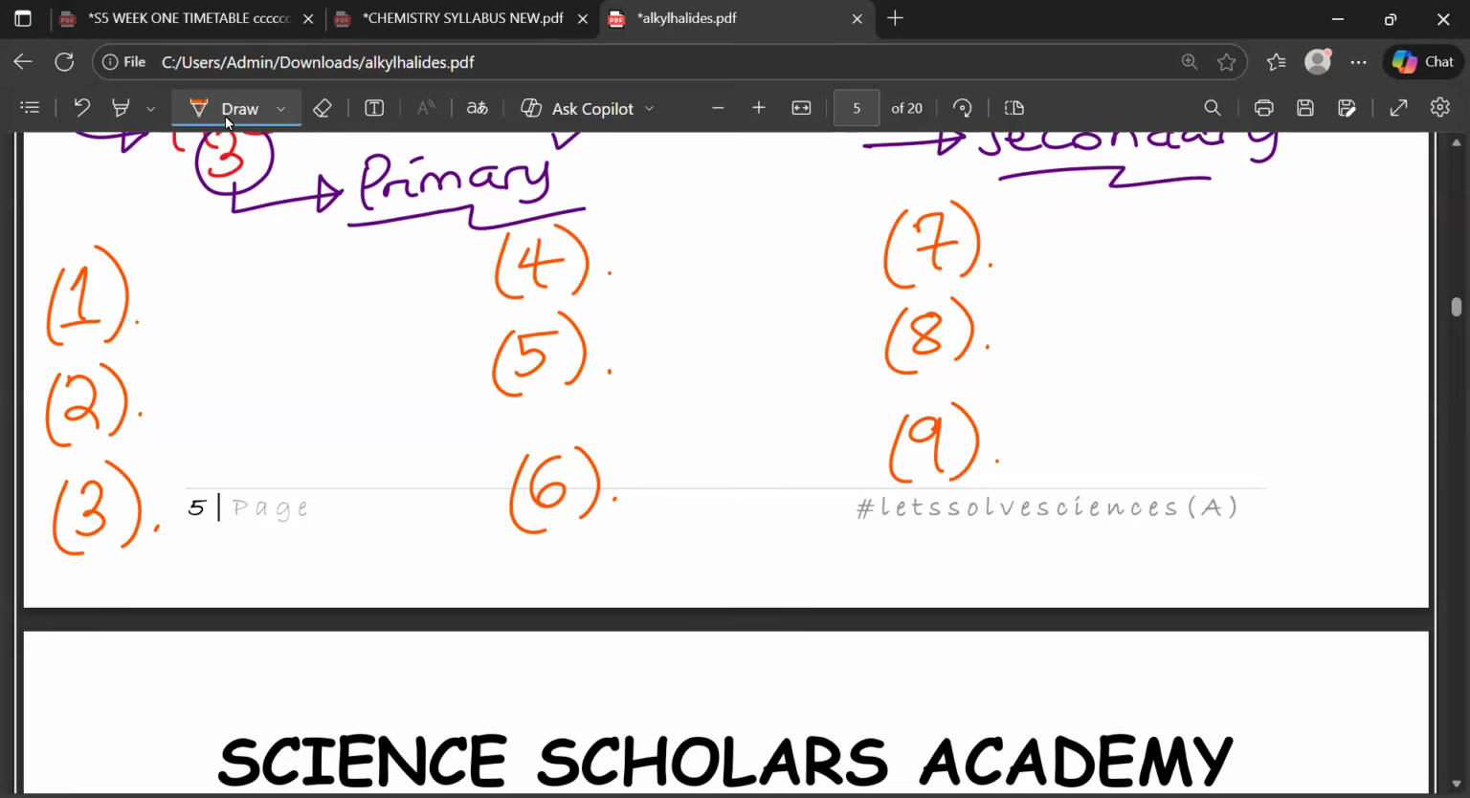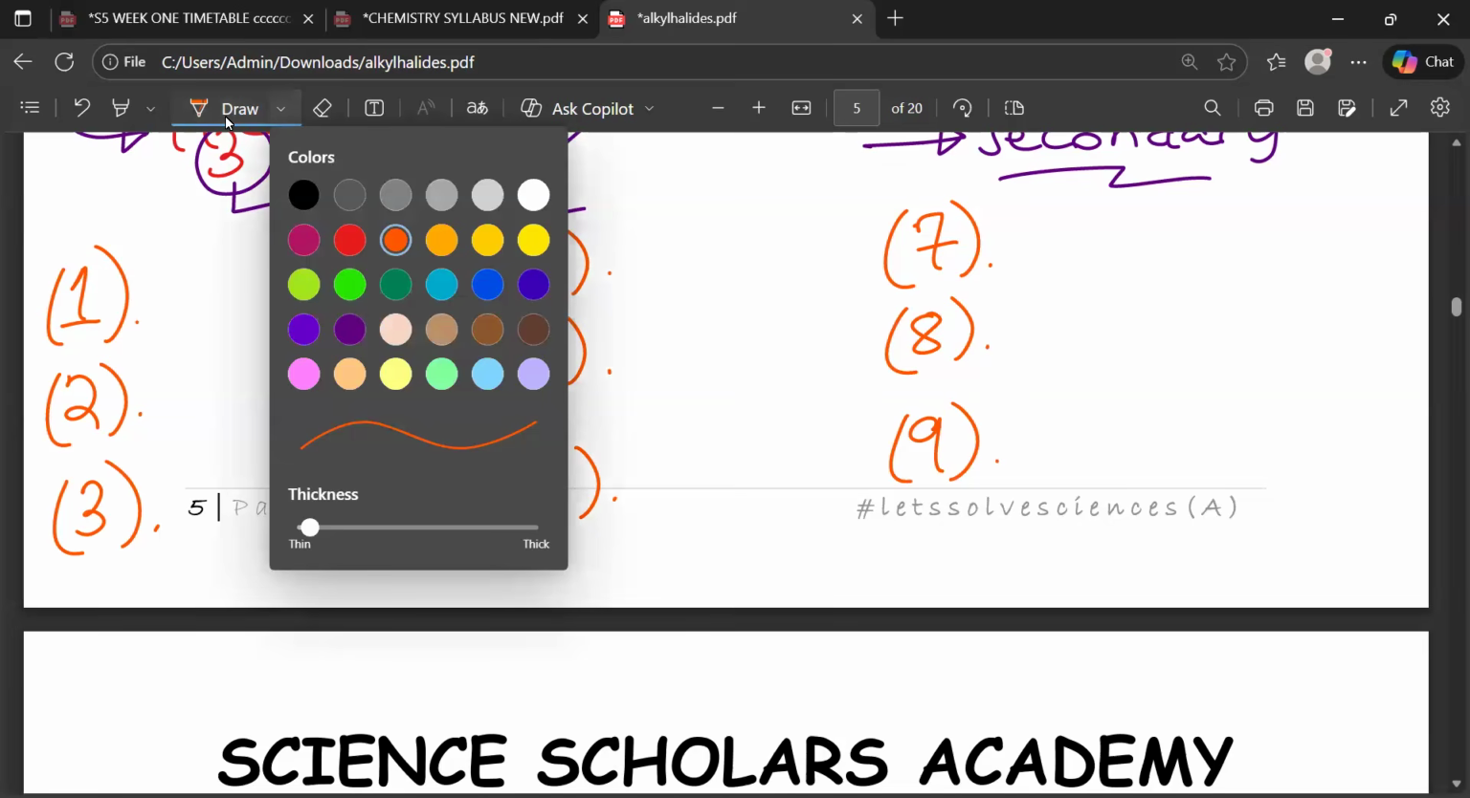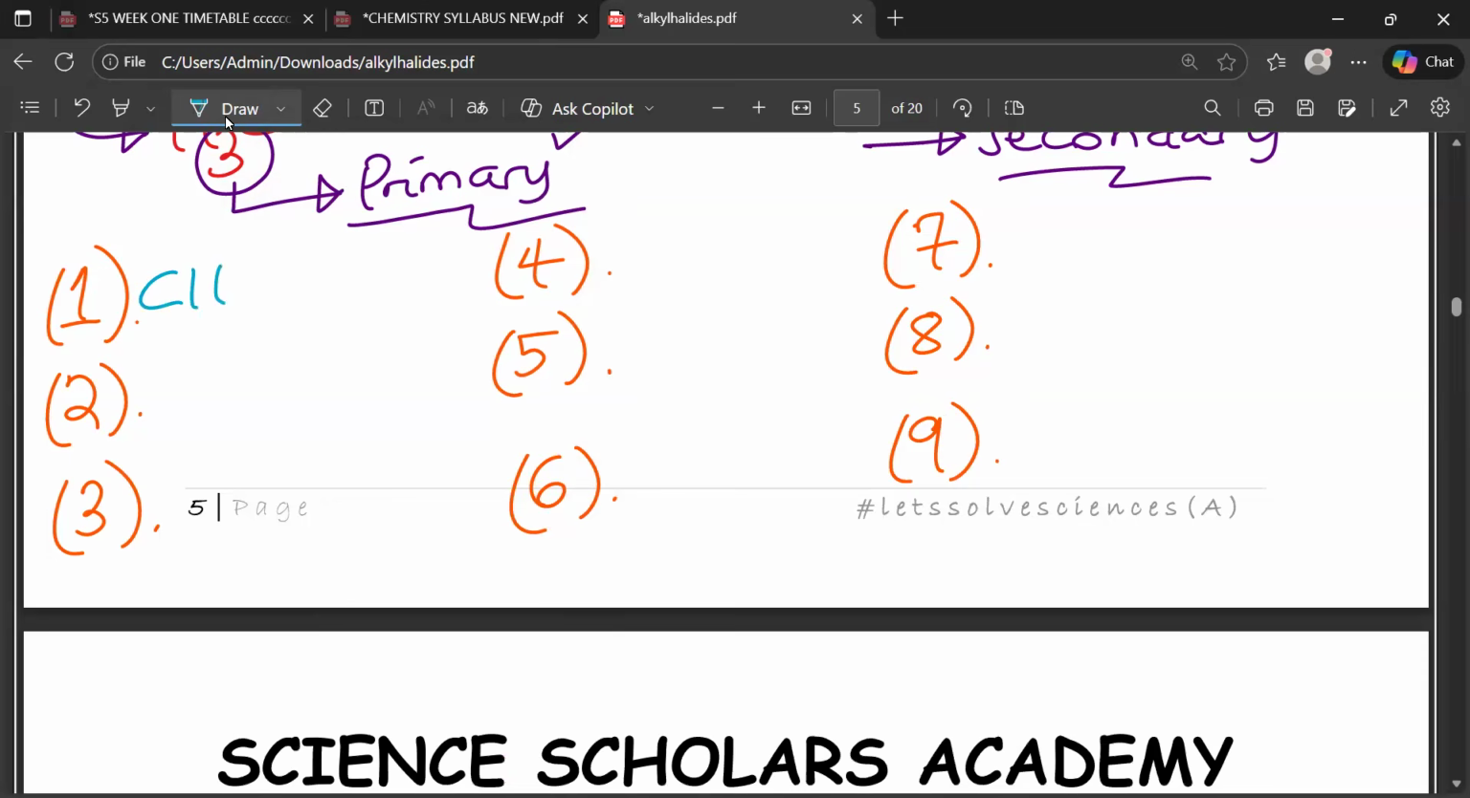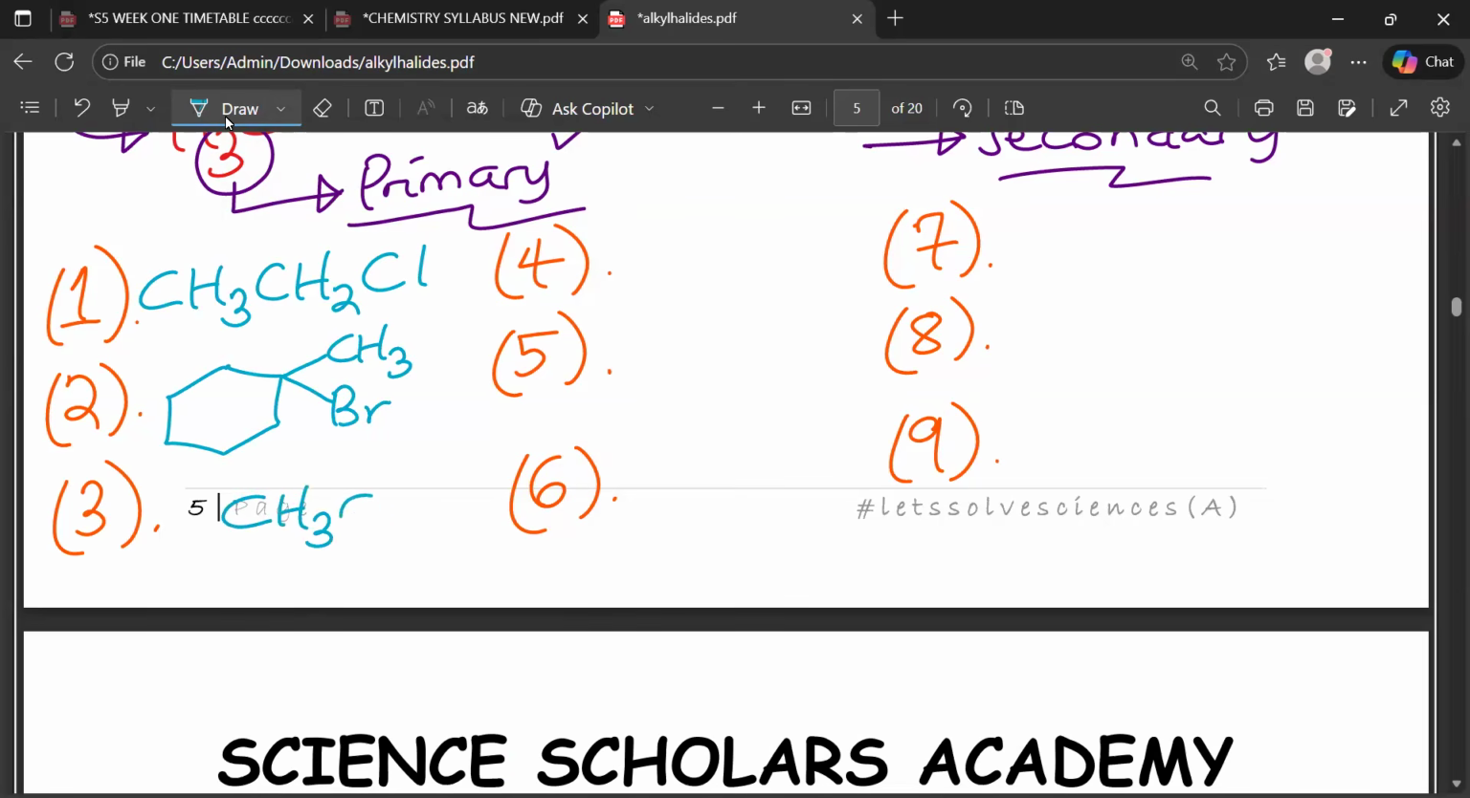So the first structure I'm drawing is CH3CH2Cl. The next structure is CH3Br. Another structure is CH3CH(CH3) then I.